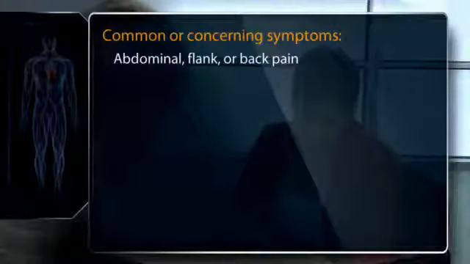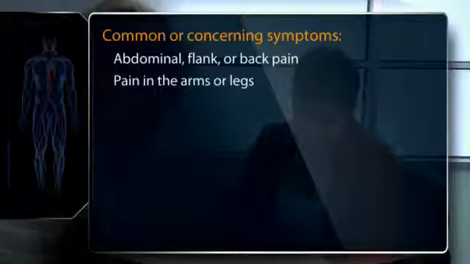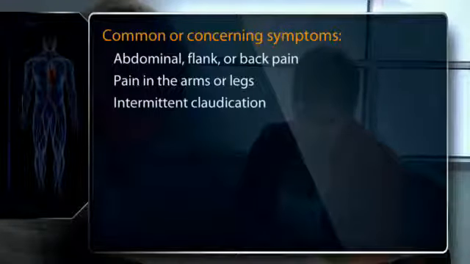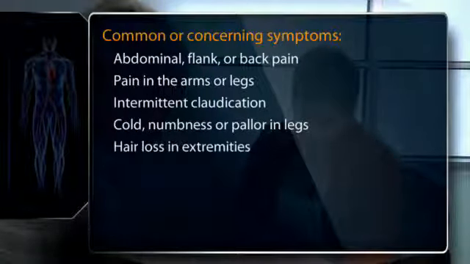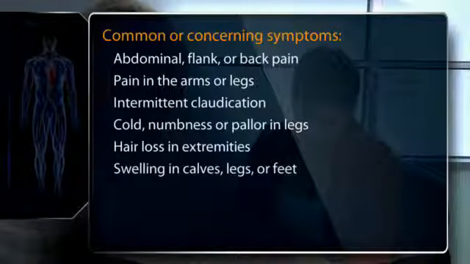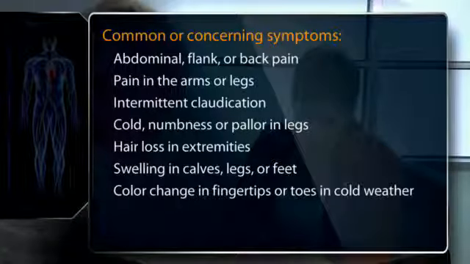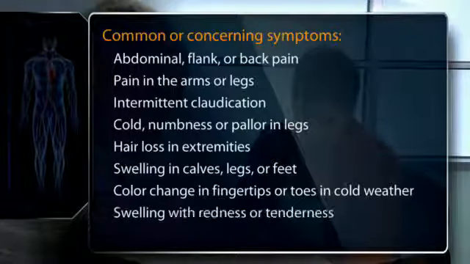Common or concerning symptoms relating to the peripheral vascular system include abdominal, flank, or back pain; pain in the arms or legs; intermittent claudication, which is any pain or cramping in the legs during exertion that is relieved by rest within 10 minutes; cold, numbness, or pallor in the legs; hair loss in the extremities; swelling in the calves, legs, or feet; color change in the fingertips or toes in cold weather; and swelling with redness or tenderness.